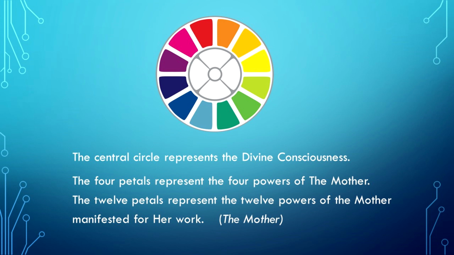So here we are. This is the division into 3 different sections. The central part is the divine, the 4 petals are the 4 powers of the Mother, 4 Shaktis, 4 Mahashaktis, and 12 qualities. 12 petals, 12 different colors of the Mother manifested for her work. These qualities are necessary to manifest those 4 Mahashaktis in the world. We are moving to the next slide.